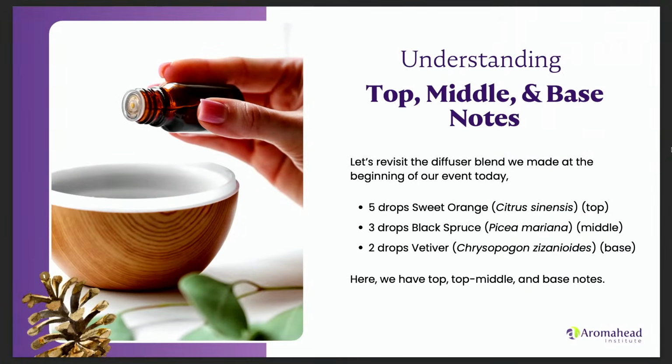So let's go into a little bit more of the top, middle, and base notes. Here's the blend that we made. We had our sweet orange, our black spruce, and vetiver. We had 5 drops of sweet orange, which is a little bit more than our others. If I were to put 5 drops of vetiver, vetiver would take over the entire blend. So usually on the base note, that's why we have a little bit less of the middle note, and the top note just a little bit more.